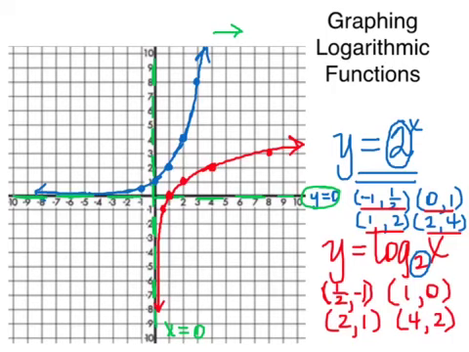So that's what the inverse function of the exponential function looks like. And the red one is called the log function at base 2. The blue one is called an exponential function with a base of 2.